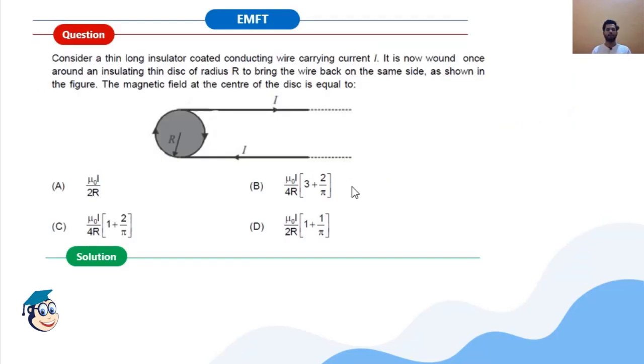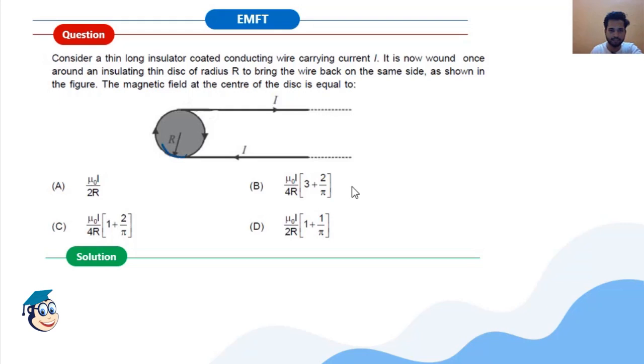Okay, so now let us discuss a question which has been asked in a previous year JAM examination. What is the question saying? The question says, consider a thin, long insulator-coated conducting wire carrying current I. It is now wound once around an insulating thin disc of radius r to bring the wire back on the same side as shown in the figure. The magnetic field at the center of the disc is equal to.